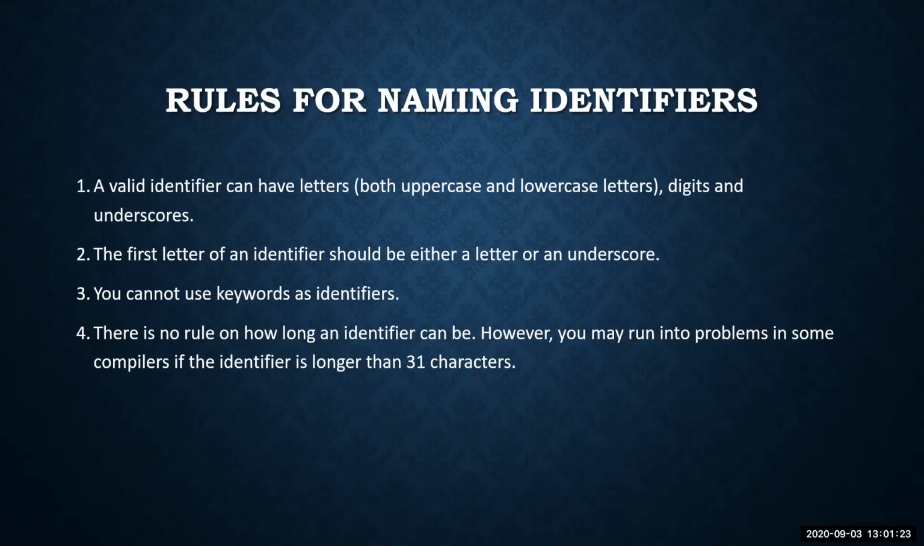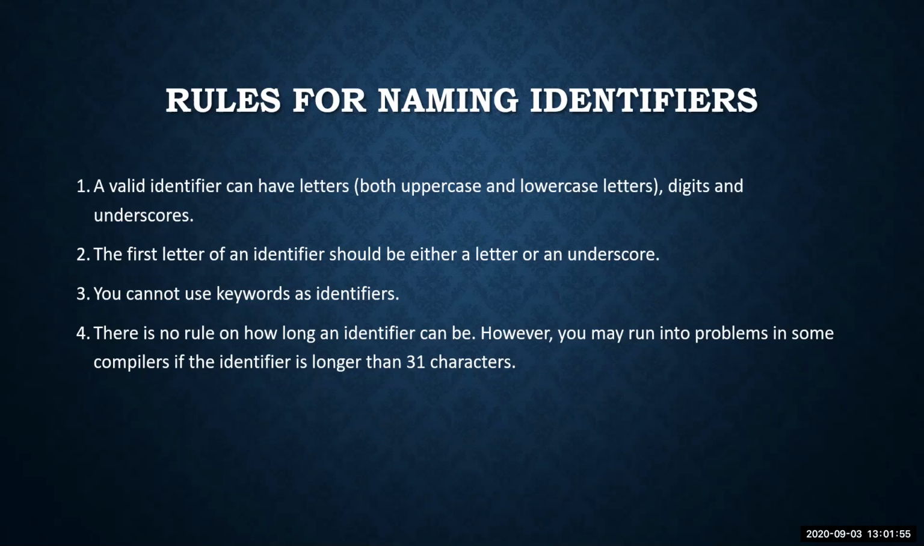The third rule is you cannot use a keyword as an identifier. As I discussed before, we can't use keywords as an identifier. Like we can't write in a C compiler int is equal to 9. It gives an error.